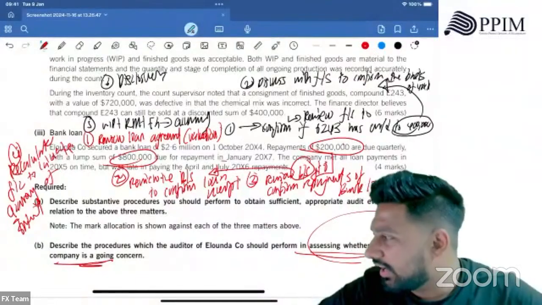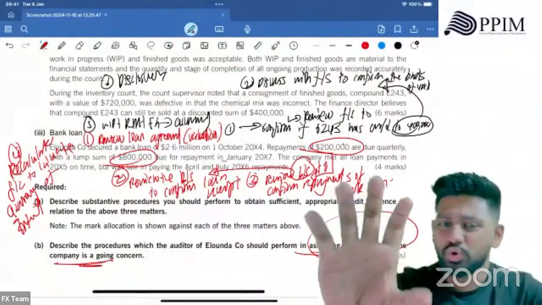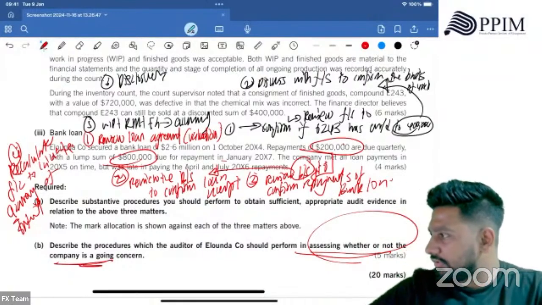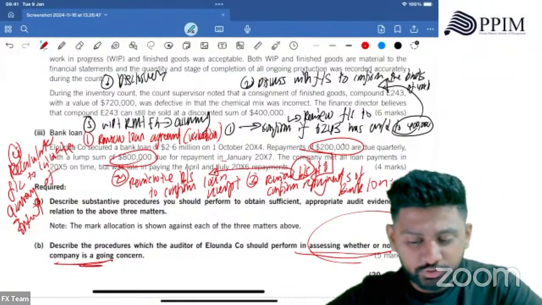That's correct. Cash flows are sufficient to repay loans. Don't just keep it like that. No, I wouldn't expect you to do that. I wouldn't expect you to do that, Nabil.